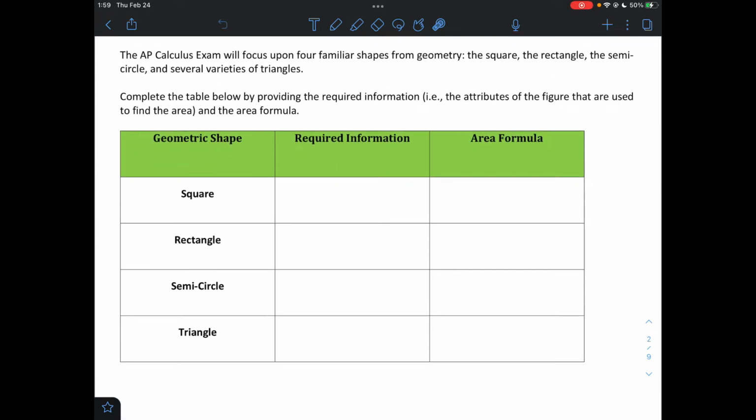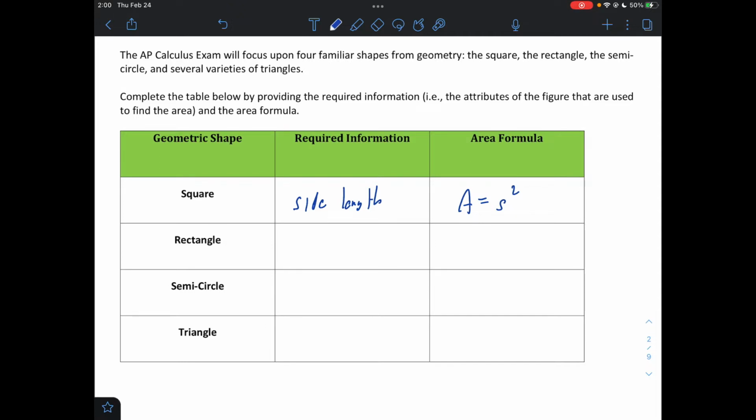Before we get into calculus, we've got to do some geometry. There are four shapes that you really need to know a lot about in order to do this: square, rectangle, semicircle, and triangle. For a square, what do we need to know? We need to know a side length, because the area of a square, if you remember, is just side squared.